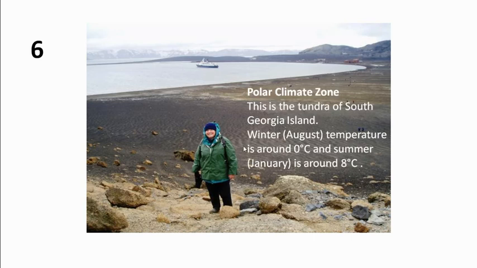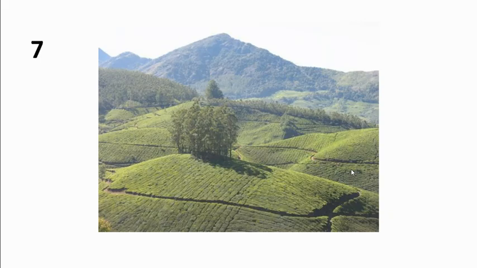This one, okay, this is in the polar climate zone. It's on an island right off the edge of South America in the far south, and they have winter in August, so the other way around to us, and the temperature in August is about 0 degrees. And when they have their summer, which is in January, it gets up to 8 degrees, which for us would still be, we wouldn't think much of a summer that only got up to 8 degrees. Last one.